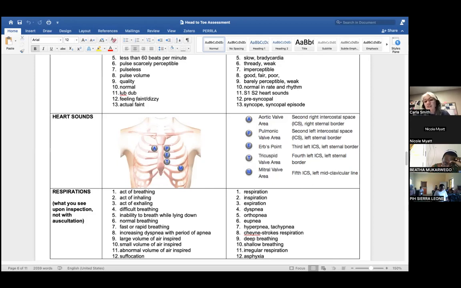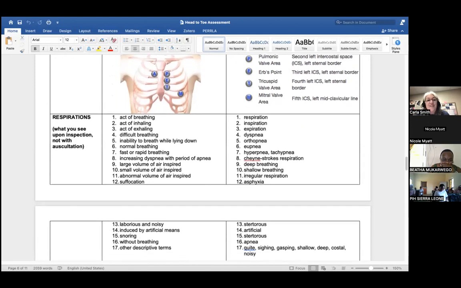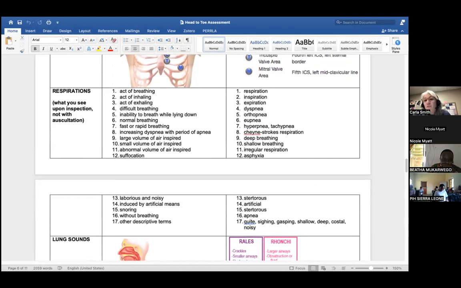The locations here are also listed for where you would hear those heart sounds. When we're looking at our respirations, again, what do we see, not what we're listening to just right away? Is your patient wheezing? Can you hear a change in wheezes or other breath sounds with inspiration or with expiration? Are they having dyspnea or orthopnea?